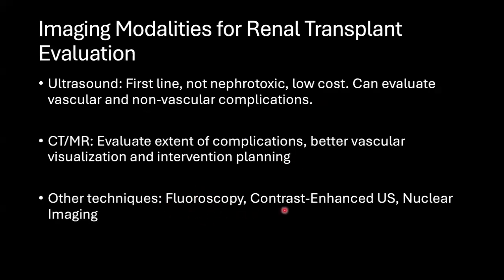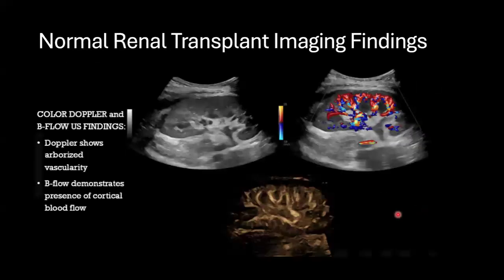Then we have other problem-solving techniques like fluoroscopy, for example, for ureteral leak. We can use contrast enhanced ultrasound for segmental necrosis or infarct. We can use nuclear imaging for renal function. Normally, we will focus mostly on ultrasound, of course.